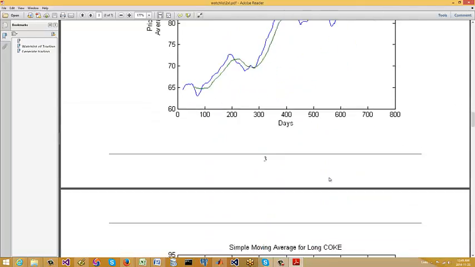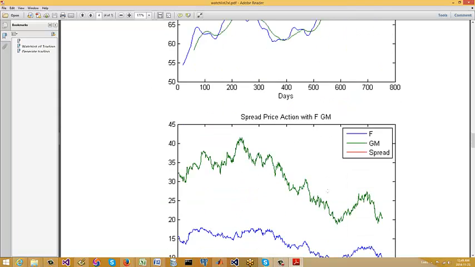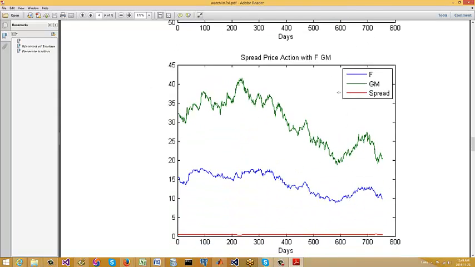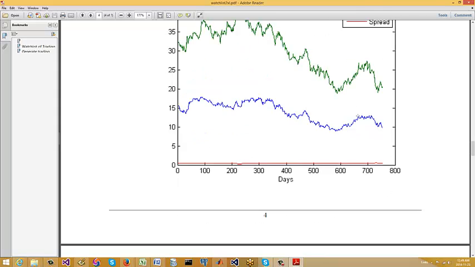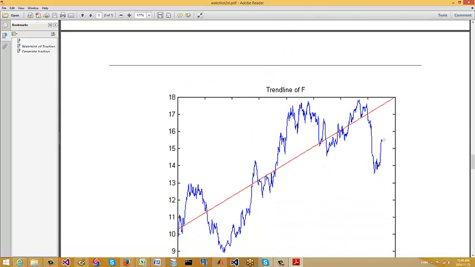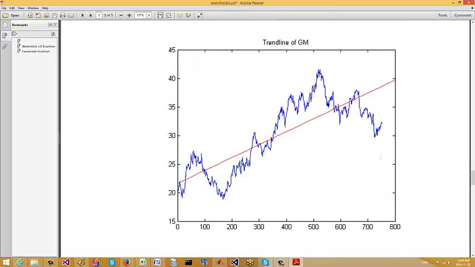Okay, so where were we last? Okay, so we got that. So then we move into the spread price action of Ford and GM. Again, the red line being the spread, the trend line again for Ford, the trend line for GM.